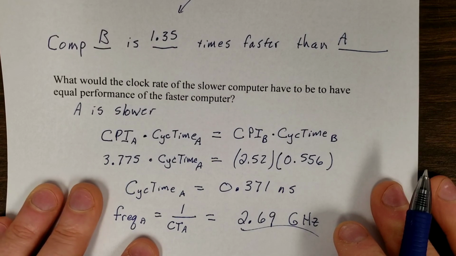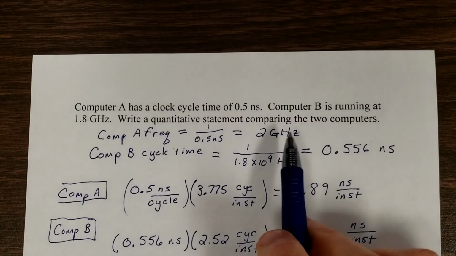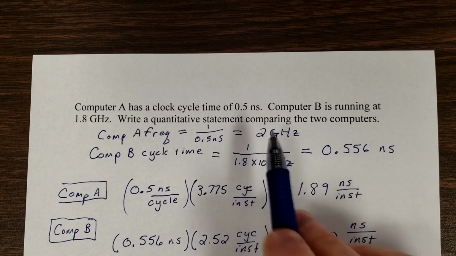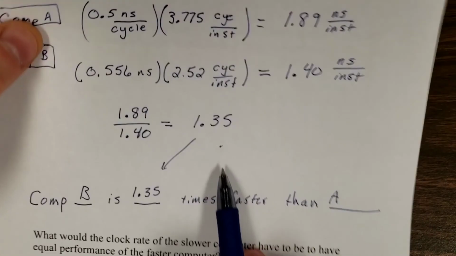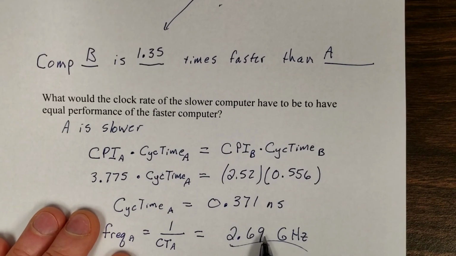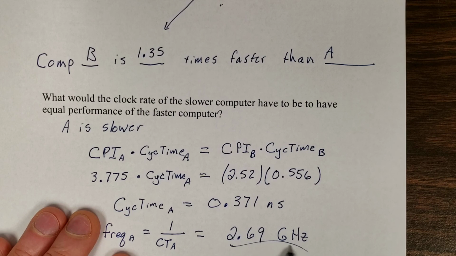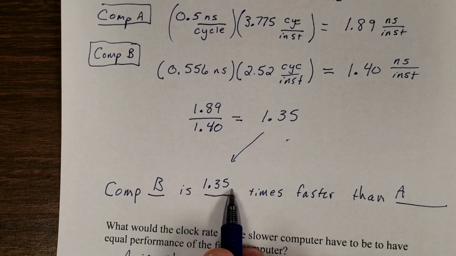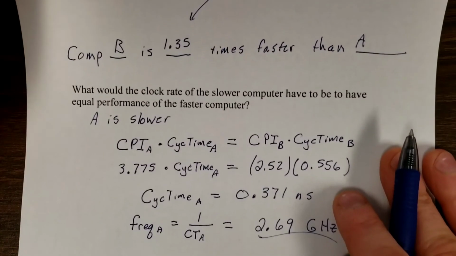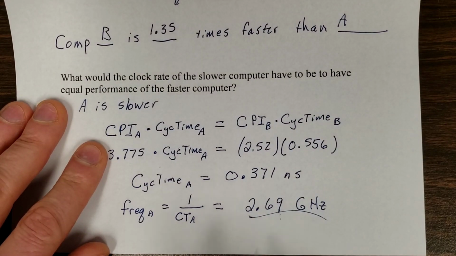And so does that make sense? Well, what did we say before? A was at 2 gigahertz, and we saw that it got beat out by about 35%. You can imagine you'd probably need to up the clock rate, and so now we see we up the clock rate. This is an increase in the clock rate by about 35%. If you take a look, we started at 2, we ended at 2.7. That's a 35% increase. So if we were able to up the clock rate of A by 35%, then the performance of the two computers would be the same.